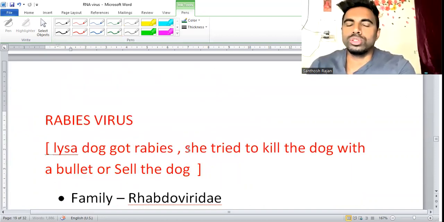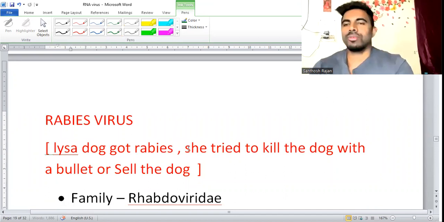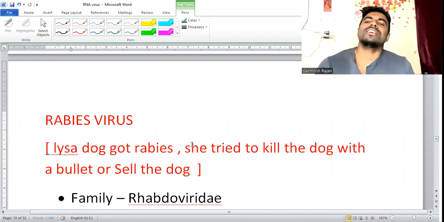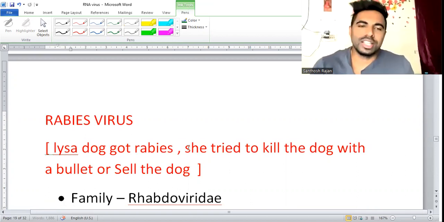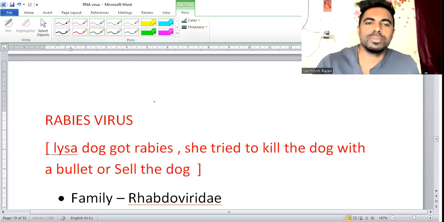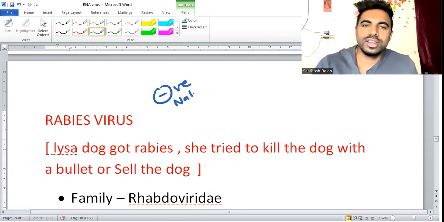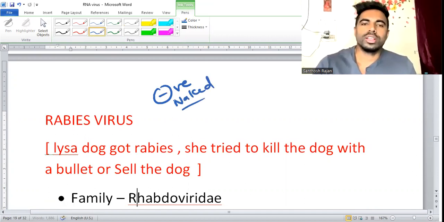Now we'll go to another important RNA virus, which is your rabies virus. You remember this is one of the negative-sense and also naked viruses. It comes in the negative sense. If you remember, rabies is negative sense and also naked, right? We talked about it more. So fine, that is one thing.